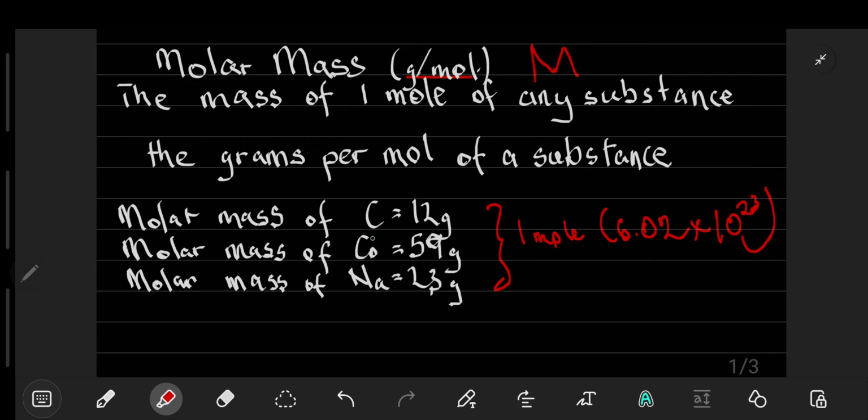So the molar mass for carbon is 12 grams. It has the same number of particles as the molar mass of cobalt, which is 59 grams, and the molar mass of sodium is 23 grams. So 1 mole of carbon is 12 grams, 1 mole of cobalt is 59 grams, 1 mole of sodium is 23 grams. At the end of the day, they have the same number of particles, but because their mass is different, their weight is also going to be different.